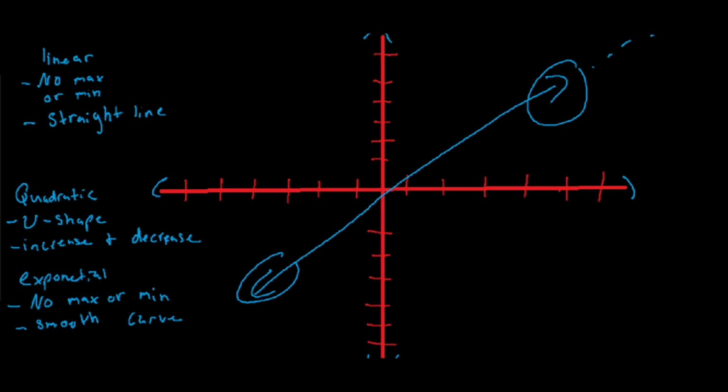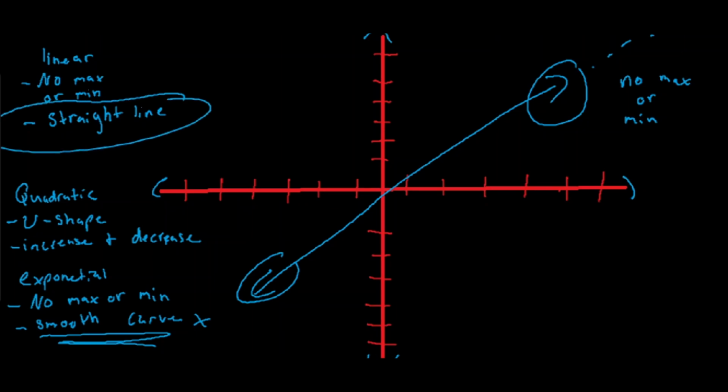But now we can see that there is no maximum, nor is there a minimum on this graph. We're also able to see that this is a straight line through the origin. If you don't know what the origin is, it's the center of the graph located at 0, 0.